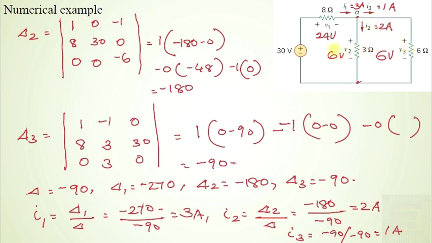So you get V1 equal to 24 volt, V2 equal to 6 volt, and V3 equal to 6 volt. And that gives the solution of the network by applying Kirchhoff's voltage law and current law along with Ohm's law.